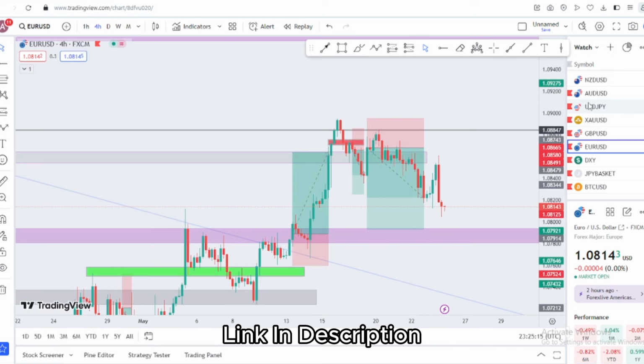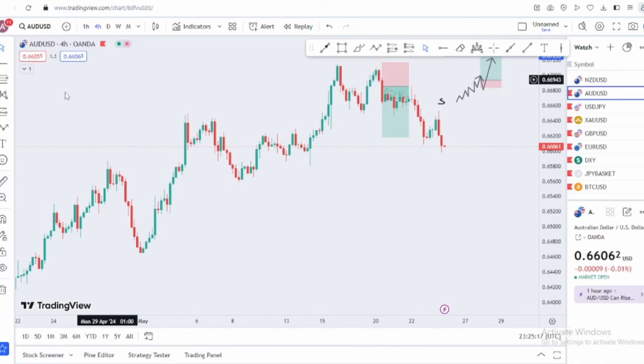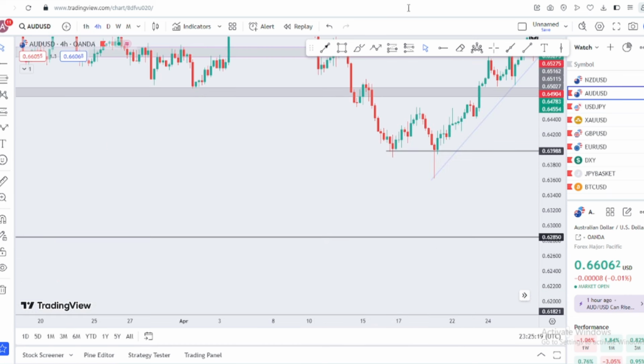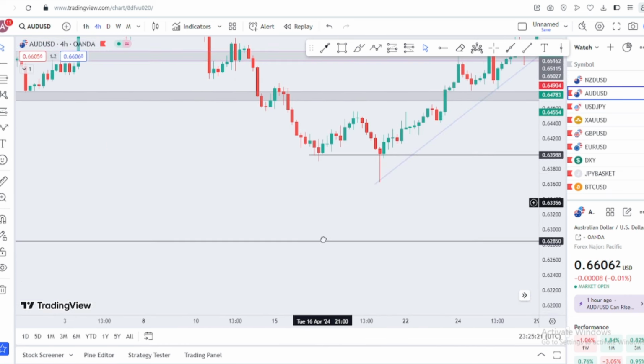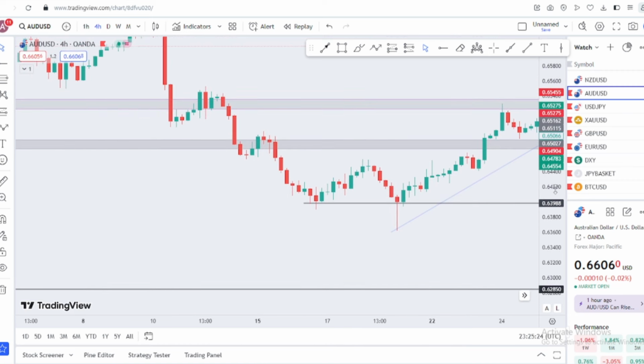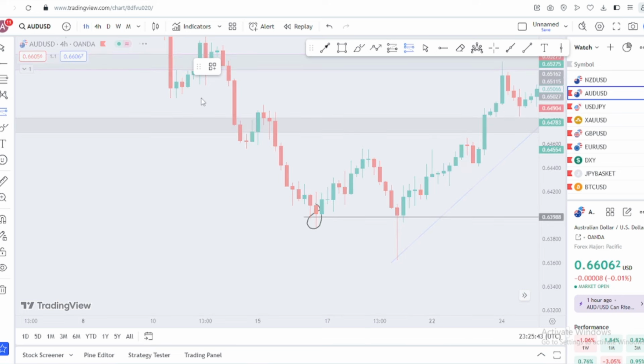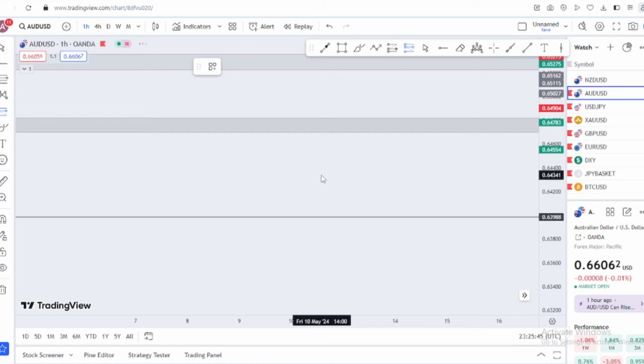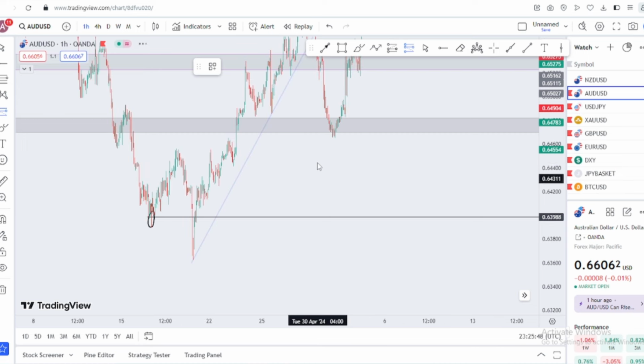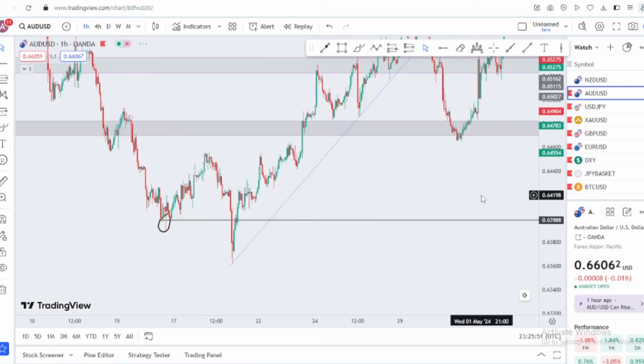Let me also show you another illustration on AUD USD. This is another good illustration here. If price is on the support area, where I have a black horizontal line, and you are a breakout trader, you put a short and you saw price being so bearish. Let's go to the 1 hour time frame so that you can see clearly what price did on that area.